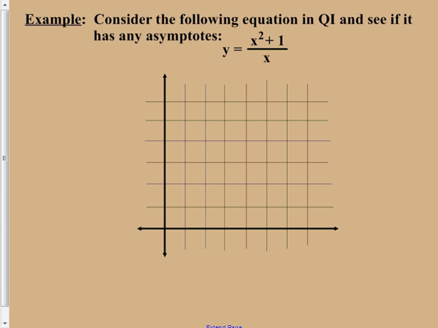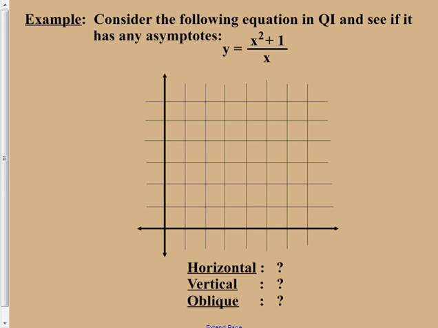Okay, let's take a look at a different function for a moment. Consider the following equations in quadrant 1 and see if it has any asymptotes. This time our function is a rational expression again, meaning it has a numerator and a denominator. This time the numerator is x squared plus 1, the denominator is x. So we're going to run through the same process again, trying to answer the questions.